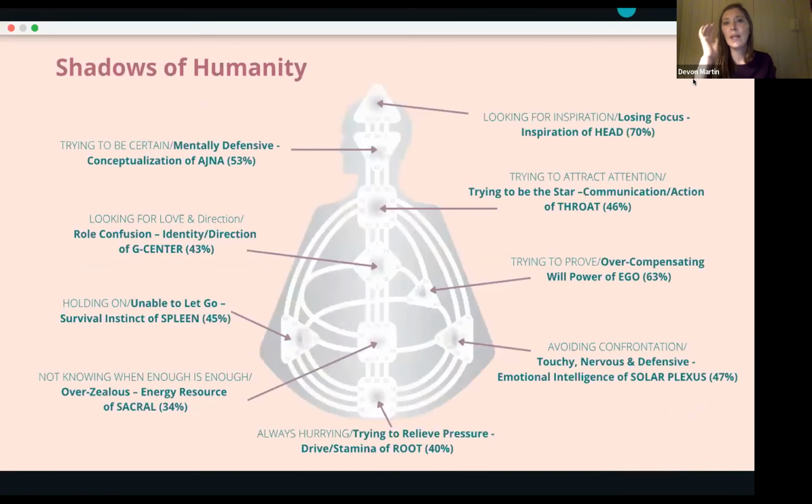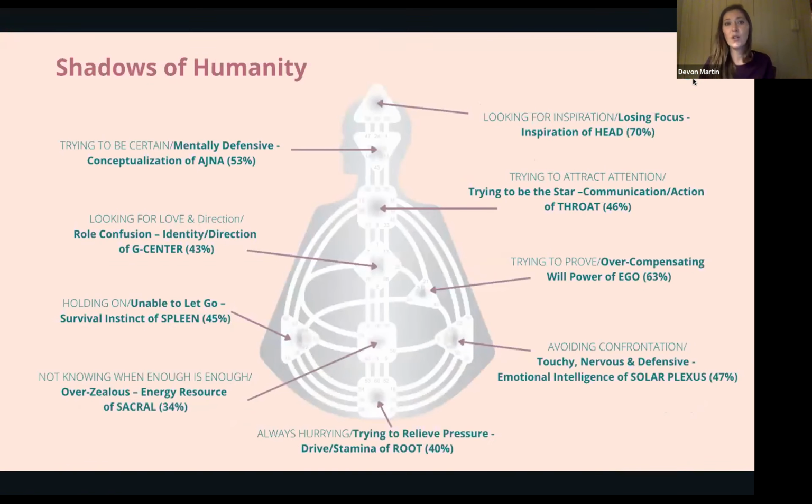So this is where it gets fun. These are general shadows of humanity based off the openness in your chart. I want you to just take a second and look through some of these strategies that can come out and see what resonates with you. Look at a couple of them and say, yeah, I think that definitely happens in my life.